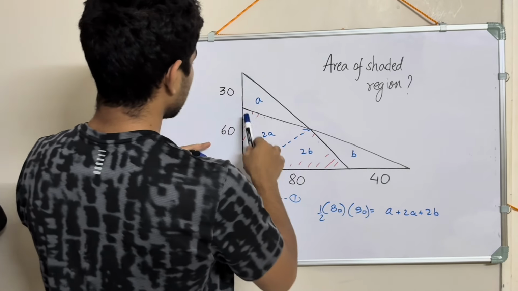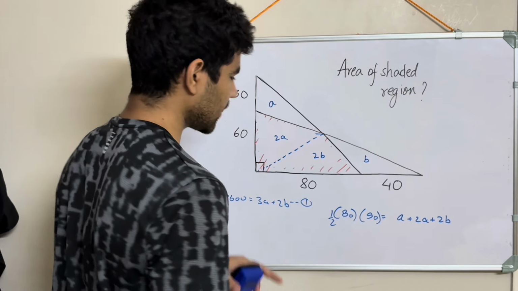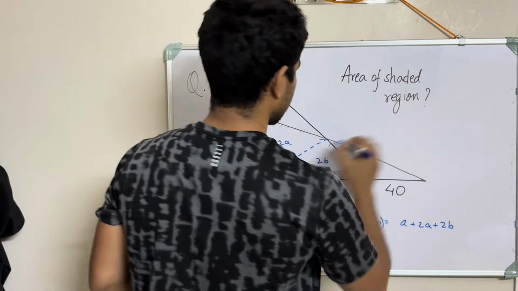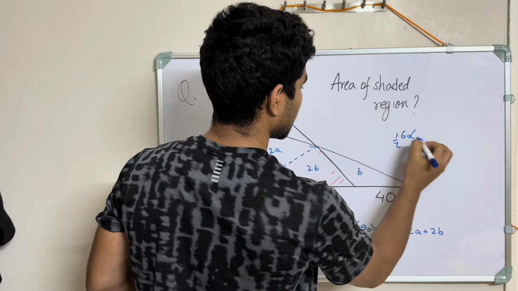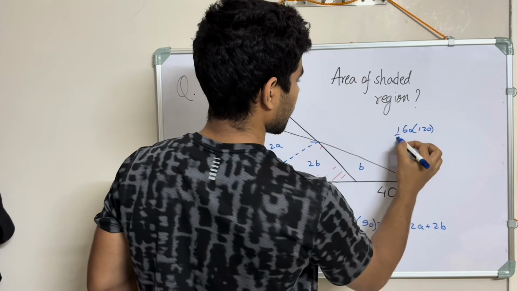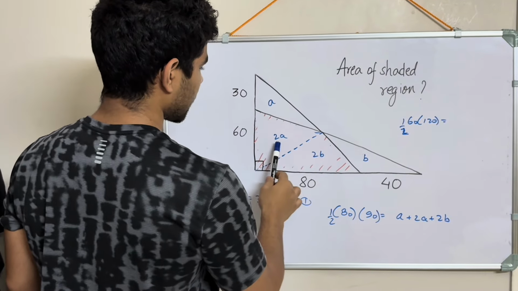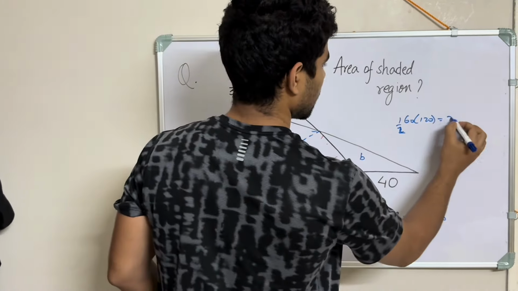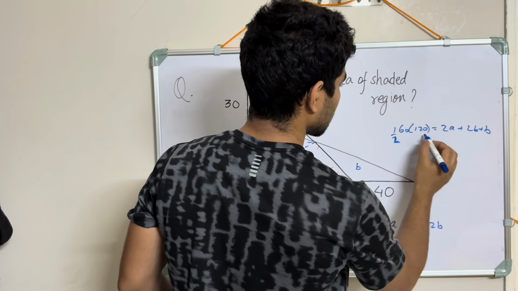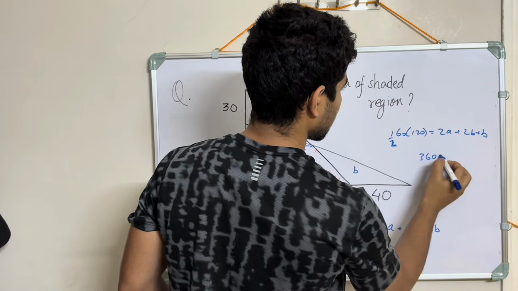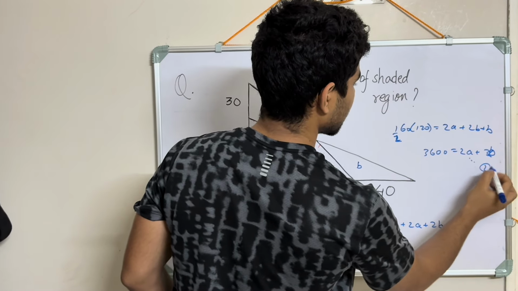Similarly, if we assume this triangle, now the base will be 80 plus 40, which is 120, and the height will be 60. So writing the area of this triangle, which is lying down, it will be half into 60 into 120, equal to the sum of the areas of these 3 triangles, 2A plus 2B plus B, which gives 3600 equal to 2A plus 3B. Now this is our second equation.